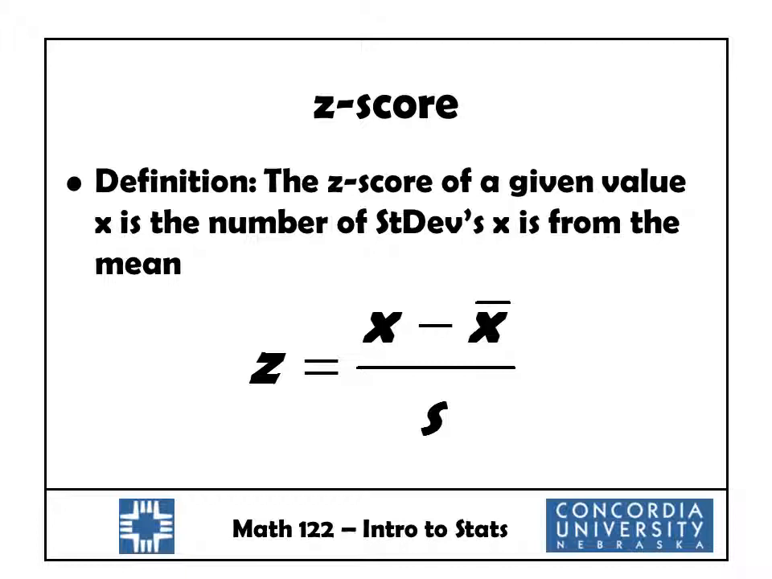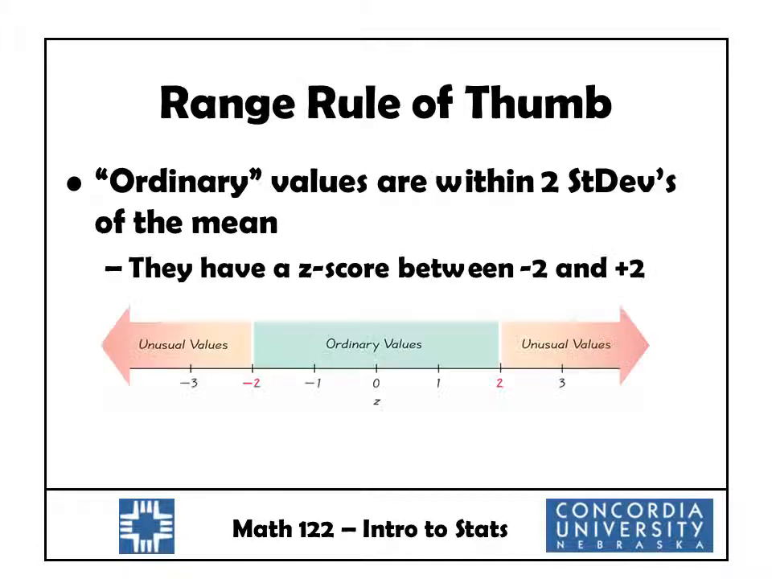Using z-scores, we can restate our range rule of thumb, which originally said that ordinary values are within 2 standard deviations of the mean. In terms of z-scores, that means z-scores between -2 and +2.